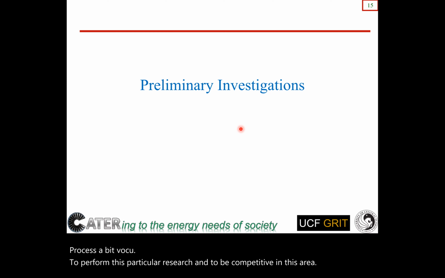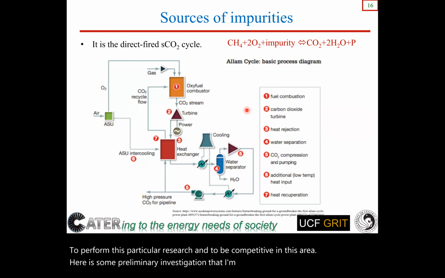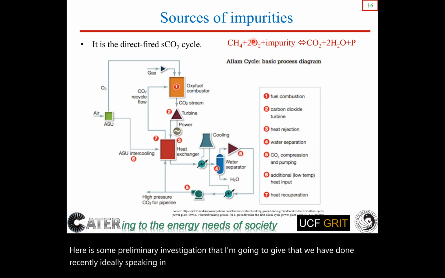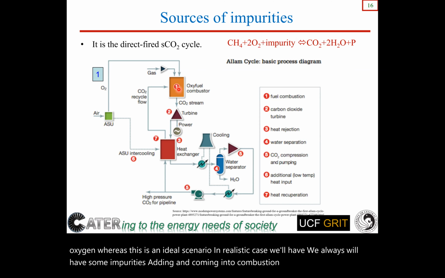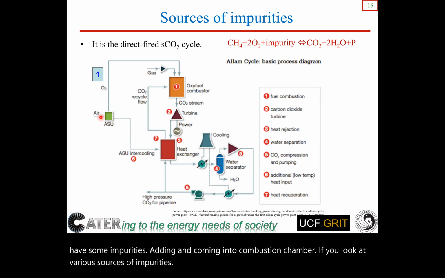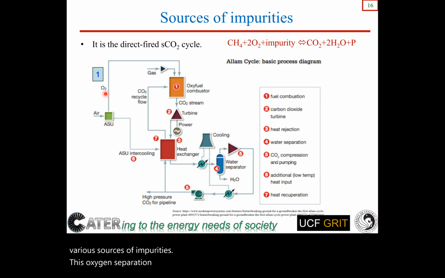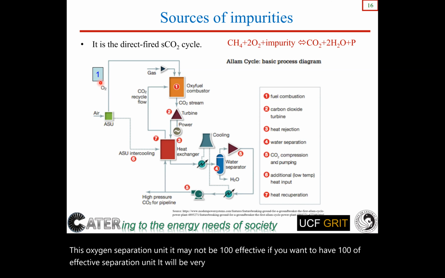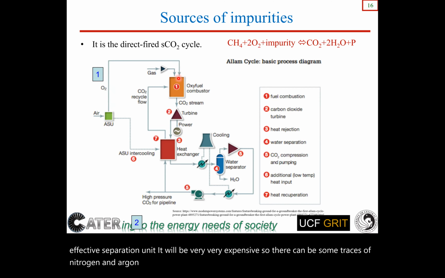Here is some preliminary investigation that we have done recently. Ideally speaking, in the combustion chamber we are going to burn methane and oxygen, whereas this is an ideal scenario. In the realistic case, we always will have some impurities coming into the combustion chamber. If you look at various sources of impurities, the oxygen separation unit may not be 100% effective. If you want a 100% effective separation unit, it will be very, very expensive. So there can be some traces of nitrogen and argon that come into the combustion chamber.